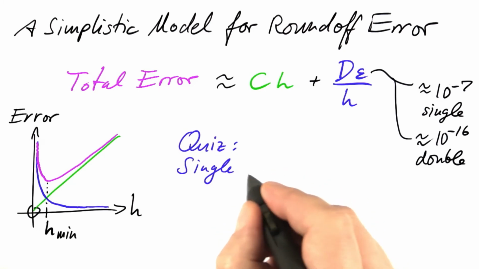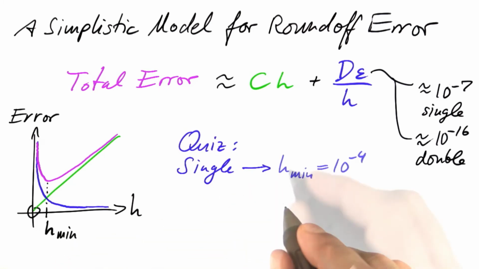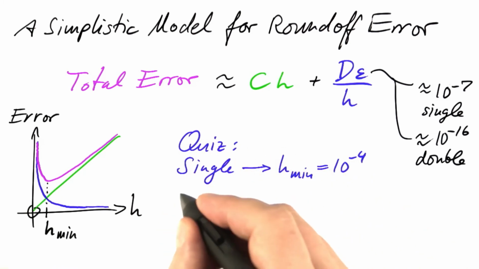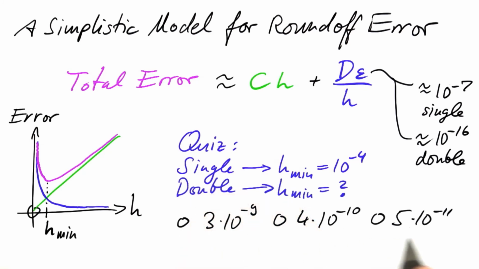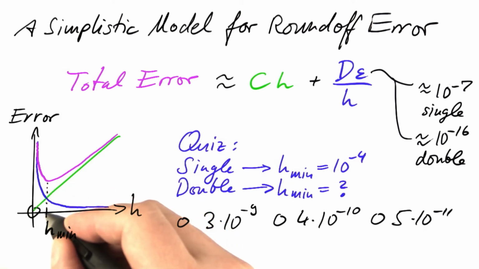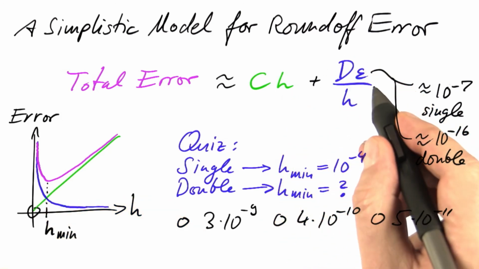Now here comes a quiz. Say we do an experiment at single precision and find that the value of h min amounts to 10 to the minus 4. If we try to solve the same problem at double precision, what do you expect to be the value of h min? Pick one of these: 3 times 10 to the minus 9, 4 times 10 to the minus 10, 5 times 10 to the minus 11. Here is a hint. At the minimum, it turns out that the contribution of both parts is the same. c h will equal d epsilon over h.